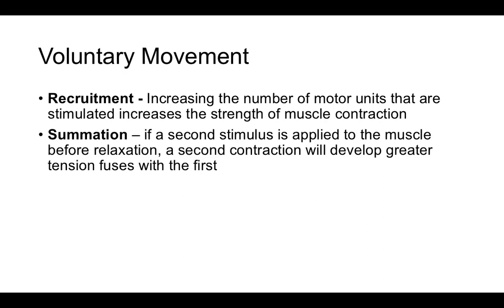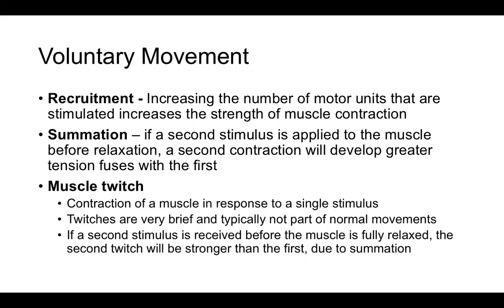Now, summation. Recruitment and summation work hand in hand, especially when standing up or lifting heavy loads. Summation is when a second stimulus is applied to a muscle before the first one has relaxed. So if electrical impulses are sent continuously to a muscle, it will result in tetanus. Now, tetanus is not necessarily a disease that we remember as lockjaw, but it is. That's what we call it. Tetanus is where your muscles are so contracted that no relaxation occurs.